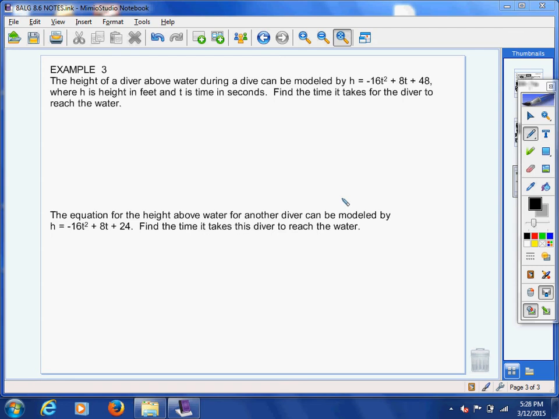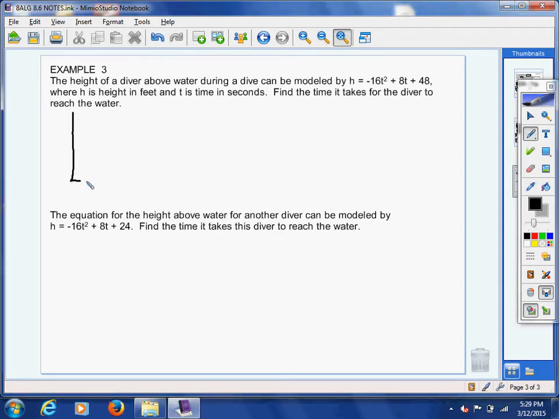8.6, we're going to do example 3 together. We have this situation. The height of a diver above water during a dive can be modeled by h equals negative 16t squared plus 8t plus 48, where h is height in feet and t is time in seconds.